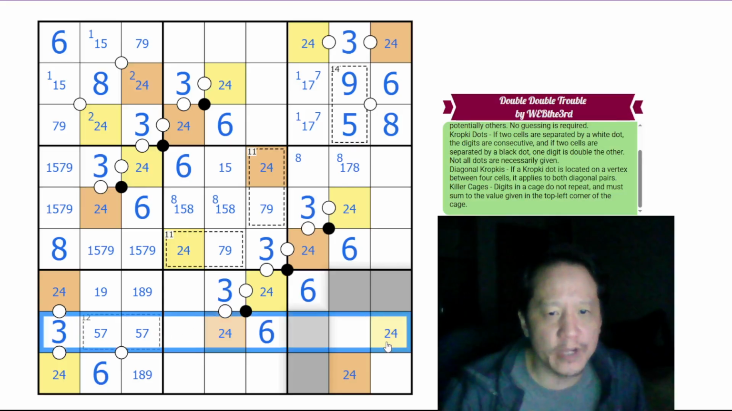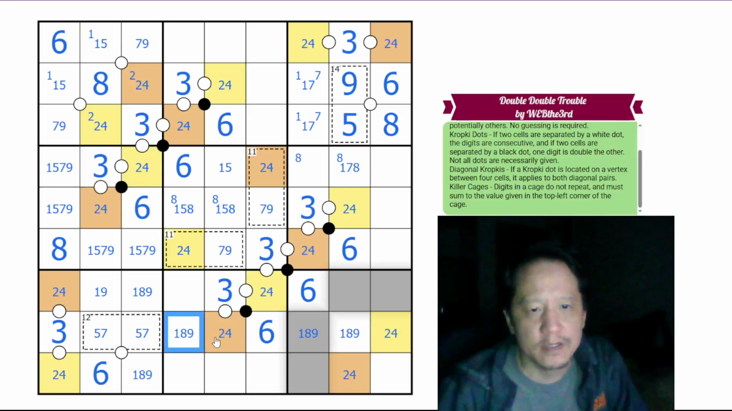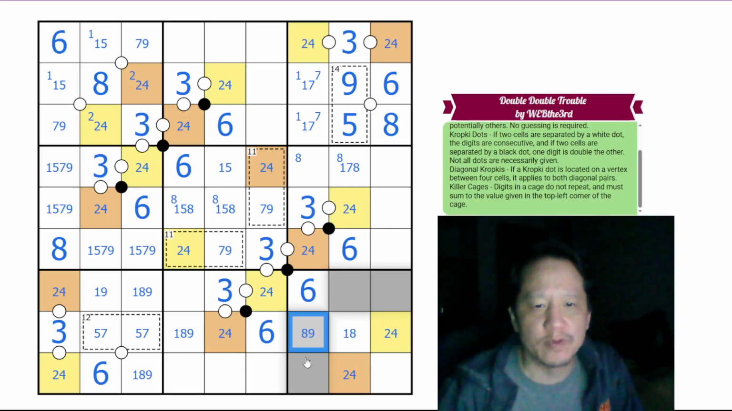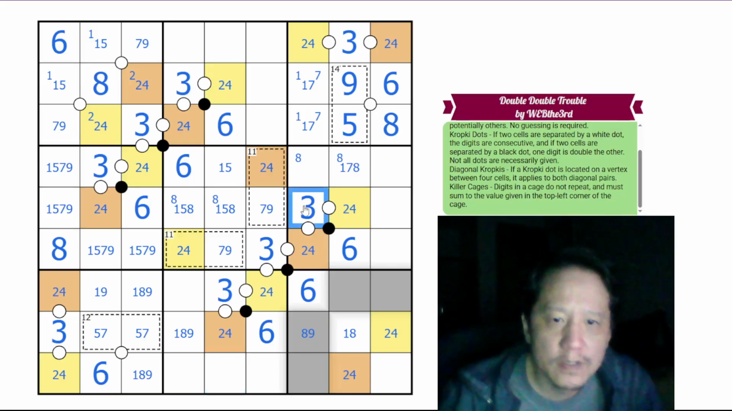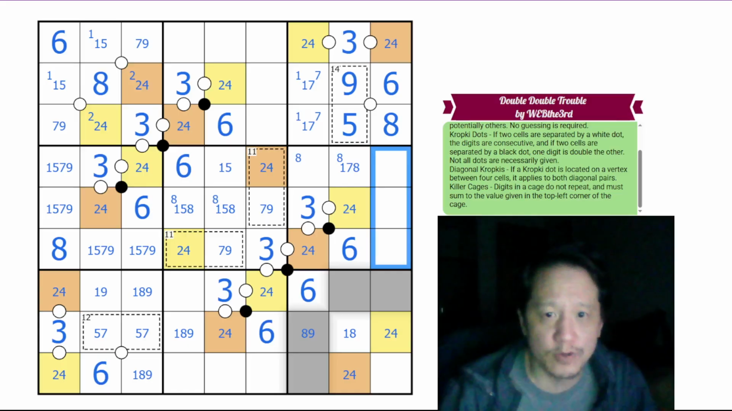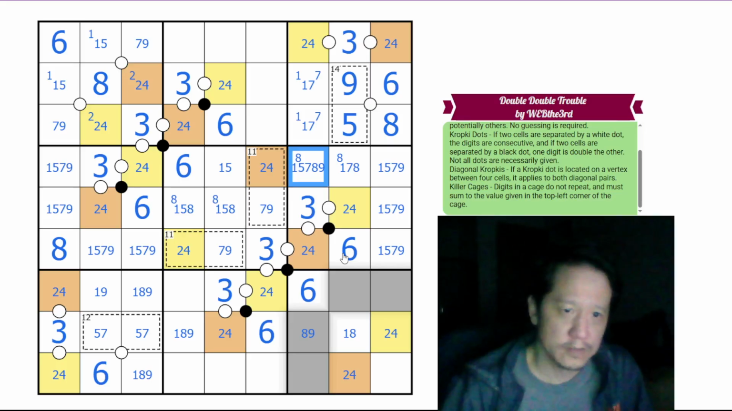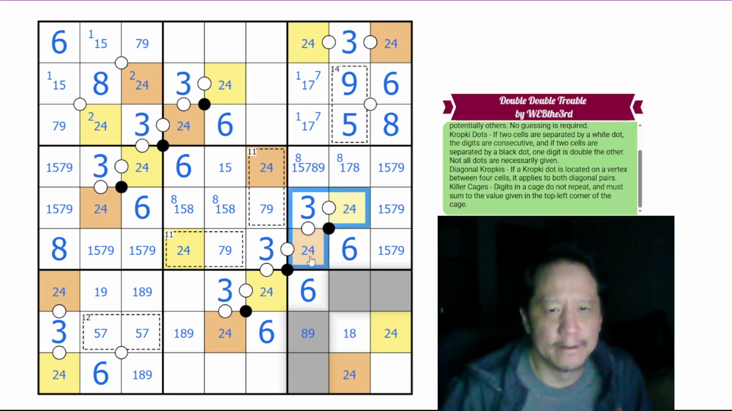Remaining digits in row 8 are 1, 8, and 9. This cannot be 9. This cannot be 1. Okay. 1 to 2 ratio, so that's done. Remaining digits are 1, 5, 7, 8, 9. Again, 8 cannot be these.